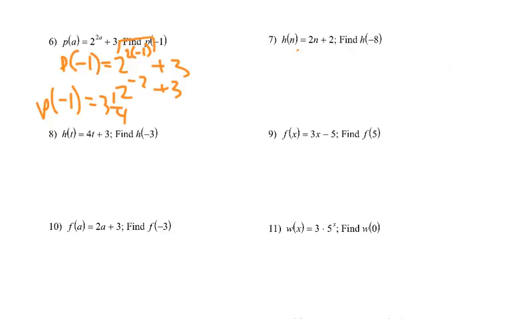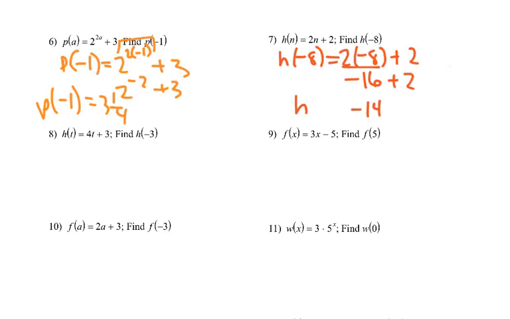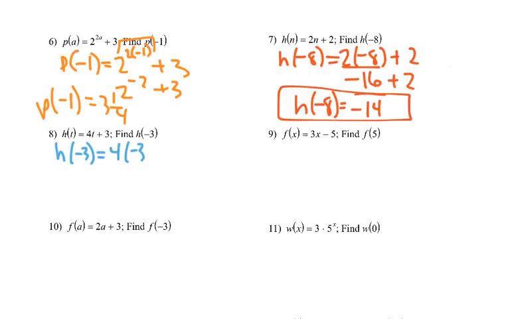Okay, and then 7, h of n, so it becomes h of negative 8 equals 2 times negative 8. Replace all the n's, all the inputs, with our number. 2 times negative 8, negative 16 plus 2 is negative 14. So h of negative 8 equals negative 14. Okay, number 8, h of t, but we're changing it with our negative 3. 4 times negative 3 plus 3, that's negative 12 plus 3 gives us negative 9. So h of negative 3 equals negative 9.